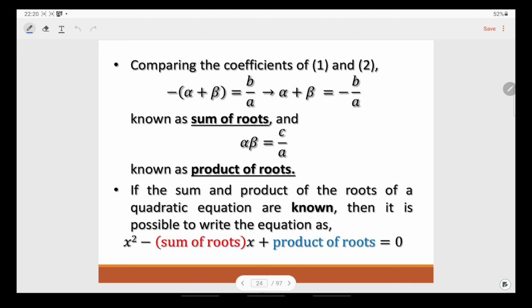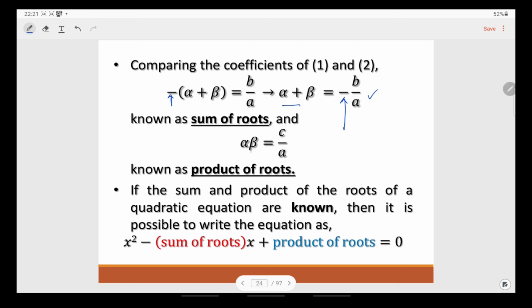So we can take the negative sign to the other side by multiplying both sides by negative 1. So we have alpha plus beta at the left hand side, and negative b over a at the right hand side. So alpha plus beta equals negative b over a. This is the first relationship between the roots and the coefficients of the quadratic equation. Okay, again, by comparing the coefficients of equations 1 and 2, for the blue color, we have the following.